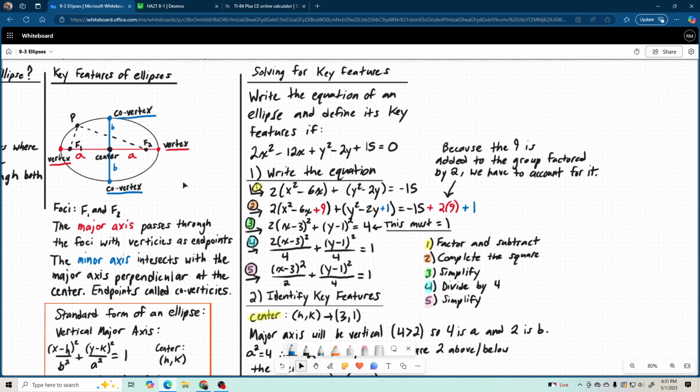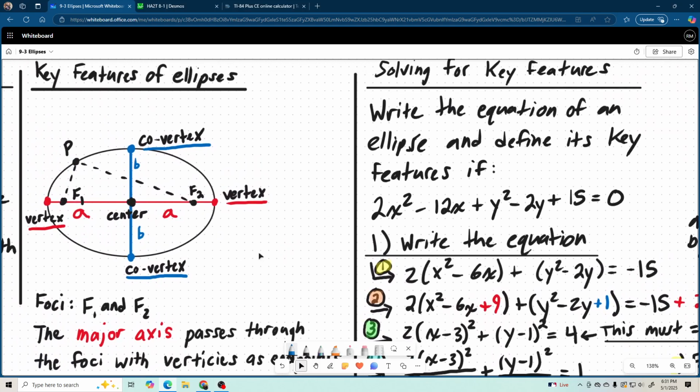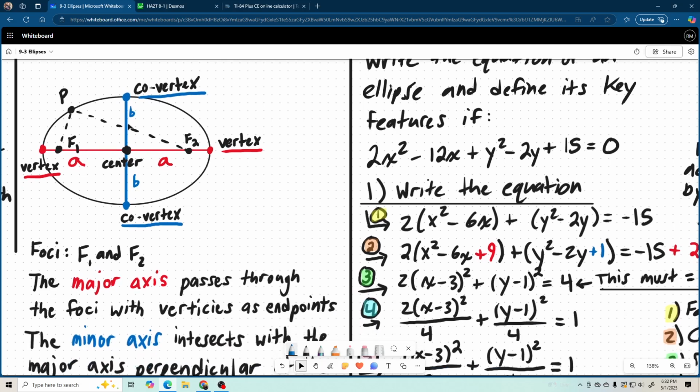All right, so let's look at key features of an ellipse here and give it some mathematical definitions. So first of all, we have two axes. Our first, in this case, is going to be our major axis, which in this case is our horizontal axis. Now this whole thing could be turned, and our major axis could be vertical. In this case, our major axis is horizontal. The distance from the center to the vertex we call length A, and the distance from the center to the co-vertex, which is on the minor axis, is what we would call B.